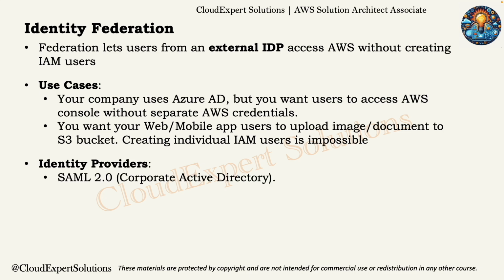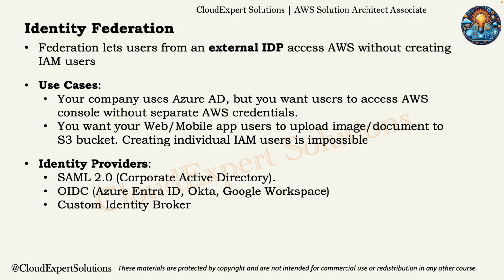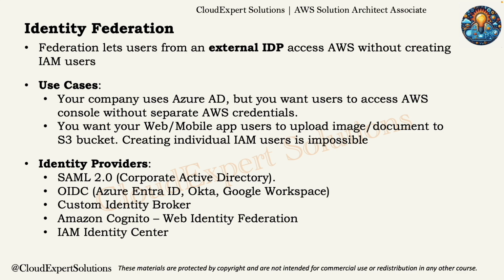Now let's review what are the identity providers can be used for this Identity Federation. First, SAML 2.0, maybe your corporate Active Directory is the best example. Then OIDC based or OpenID Connect based identity providers like Azure Entra ID, Okta, Google Workspace. You can also have a custom identity broker. You can also use Amazon Cognito. Amazon Cognito is AWS service for this web identity federation. You can also use IAM Identity Center and integrate all those external identity providers.